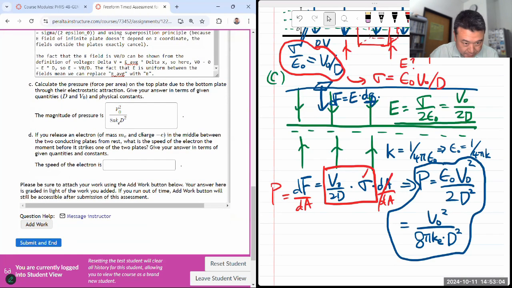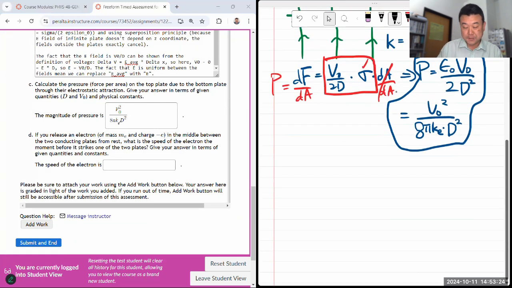If you release an electron in the middle, so like at d/2, from rest, what is the speed of the electron the moment before it strikes one of the two plates? Okay, so I think what I'm going to use is conservation of energy. So this is actually a physics 4A question.